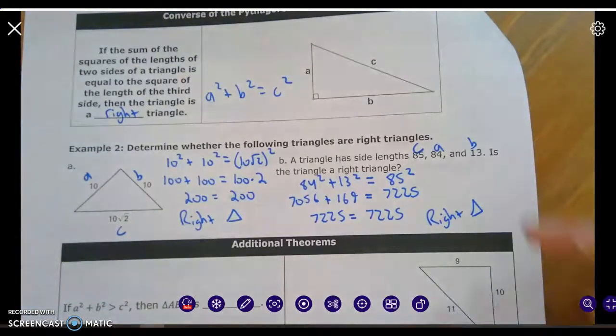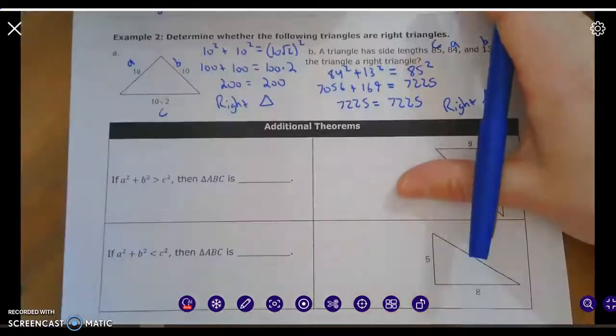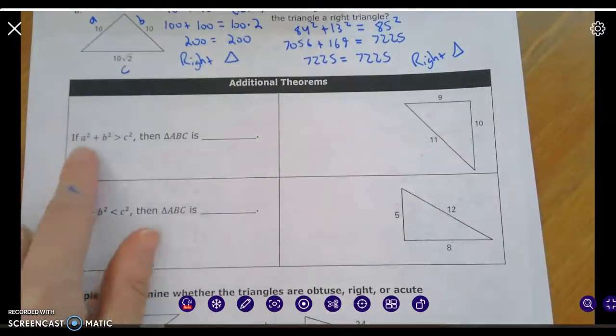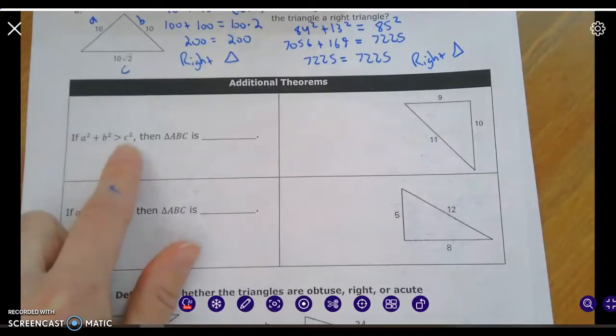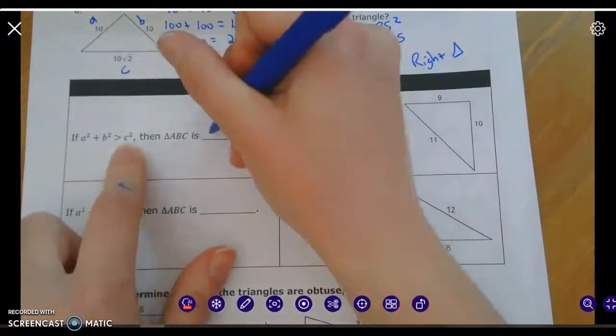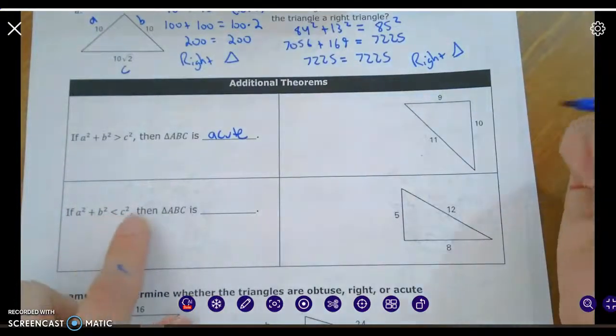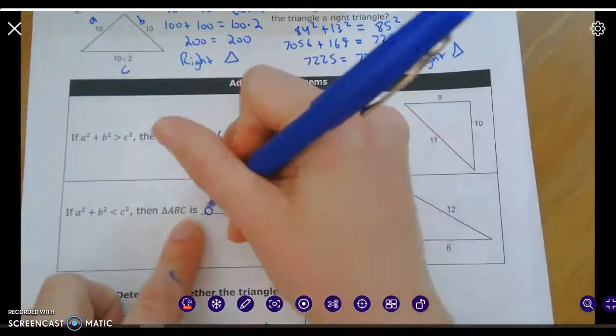Okay, so next is what happens if it is not equal. So if it is not equal, we have two different things happen. If the legs are greater than the hypotenuse, then the triangle is acute. If the legs are less than the hypotenuse, then the triangle is obtuse.